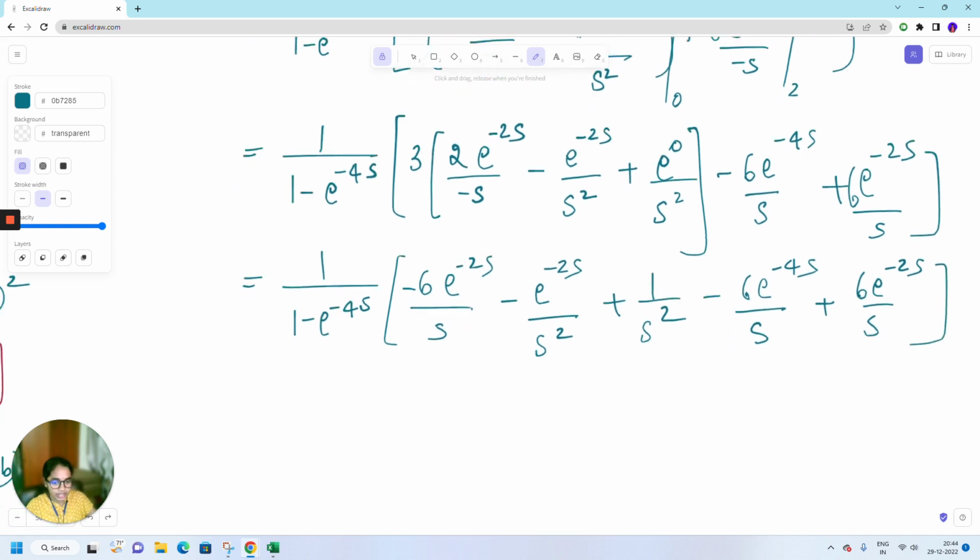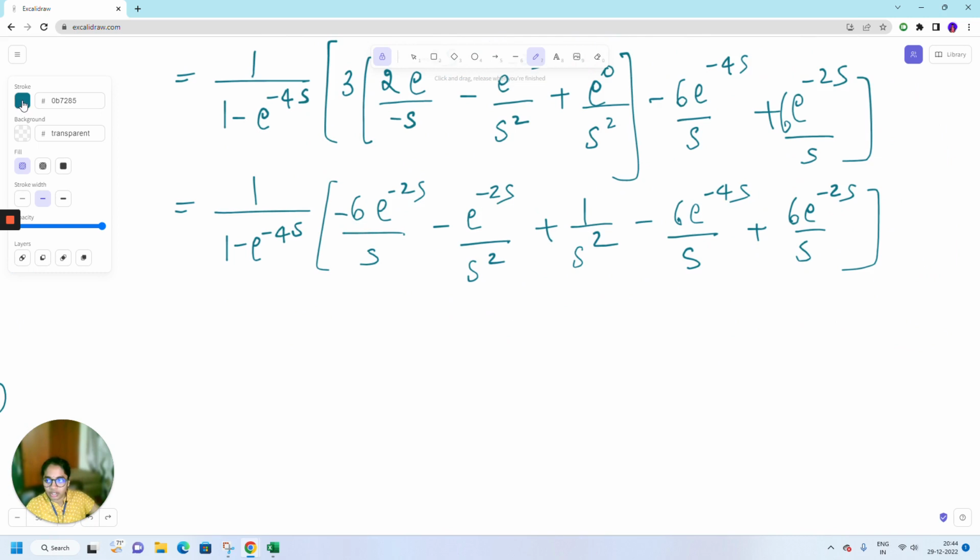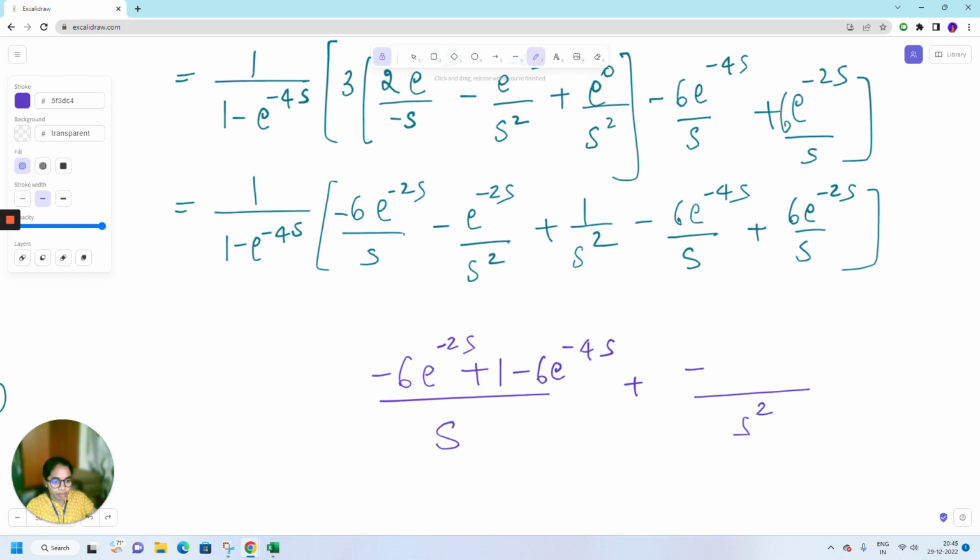So I'll just take LCM of all the s. Okay, so what would that be? Here I have s and s. LCM would be s. In the numerator, write down as it is: e power minus 2s plus 1 minus 6 e power minus 4s. Okay, plus LCM of s square would be minus e power minus 2s plus 1, or I can also write it as 1 minus e power minus 2s, and this term would remain as it is.